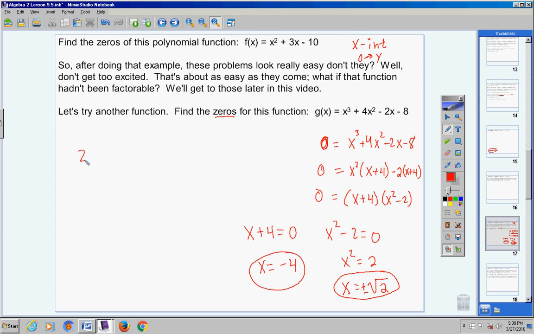So you did it, guys. You just found the zeros for this third degree polynomial function. Negative 4 and positive negative square root of 2. Look at that. And that's 3 zeros. 1, 2, 3. There's 2 zeros here and 1 here. What's the degree? Third degree, so we know there's no more zeros. Okay, so there we go. We did it. Alright.